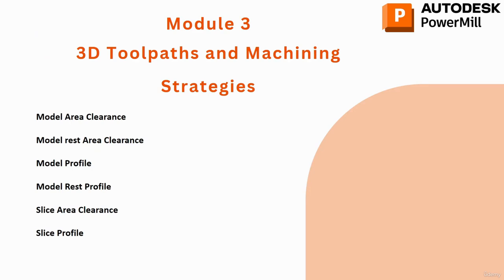So we have already started module number 3, which is all about the 3D toolpaths and machining strategies. What we have covered in this module is model area clearance, model rest area clearance, and model profile. Today we are going to perform the model rest profile, which is very similar to the model rest area clearance. In the previous video, we discussed the model profile. Today we are going to perform the rest machining operation on the model profile which we have done in the previous video. So let's get started.